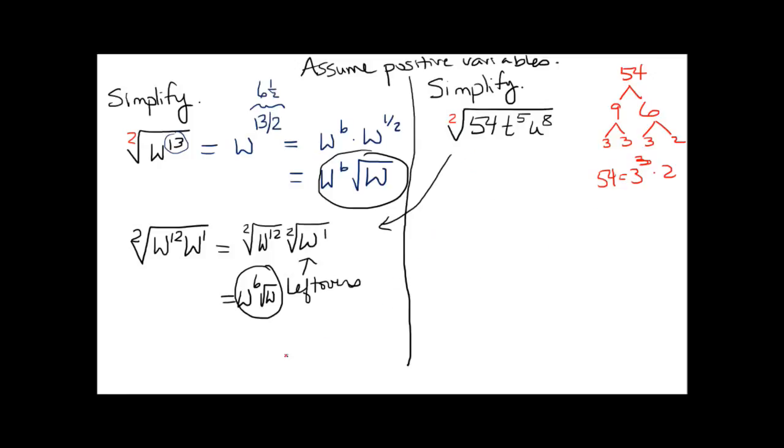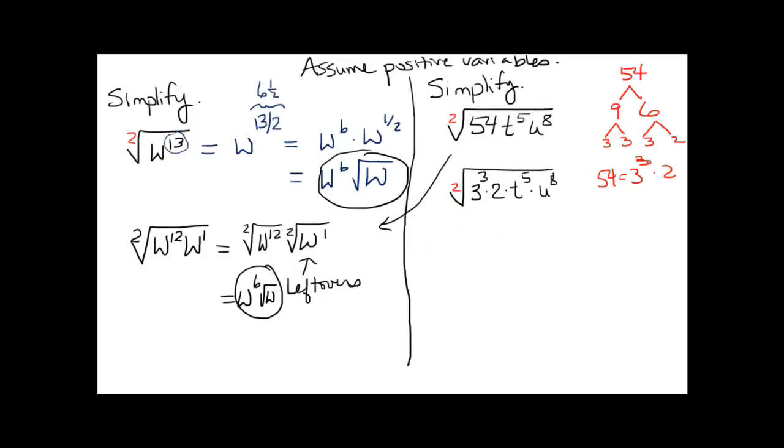So I'm going to rewrite my radical real quick so we can just think of that 54 the same way that we do the rest of the variables. So we'll have 3 cubed, we'll have 2, we'll have t to the 5th, and we'll have u to the 8th. Okay, keeping in mind that the index that is unseen here is a 2, we want powers that 2 can go into evenly.